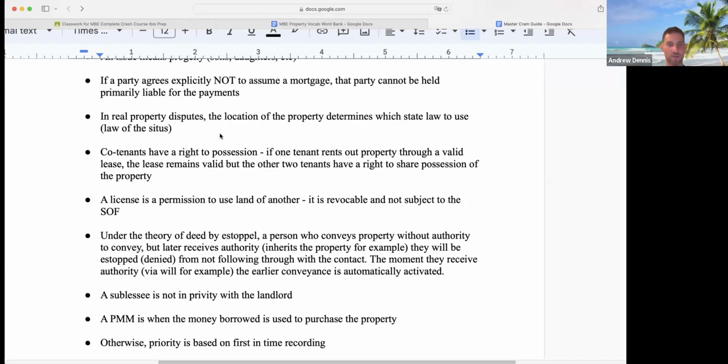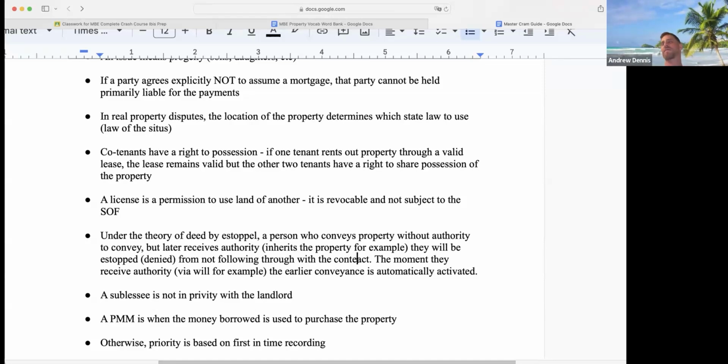So under the theory of deed by estoppel, they test this a lot. A person who conveys property without authority to convey, but later receives authority, they inherit the property, for example, they will be estopped, denied from following through with the contract. The moment they receive authority via will, for example, the earlier conveyance is automatically activated.